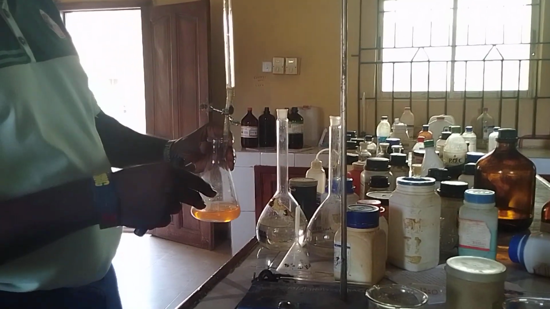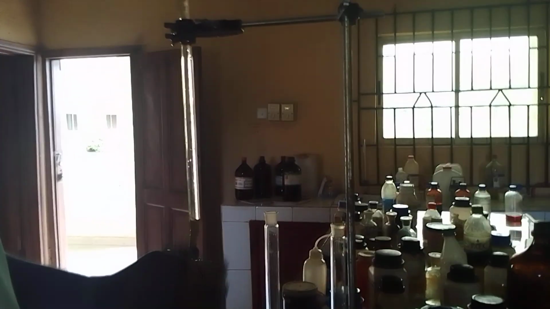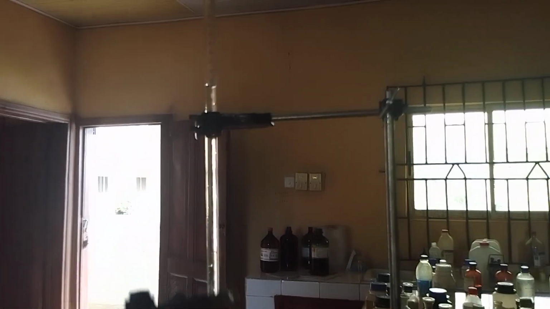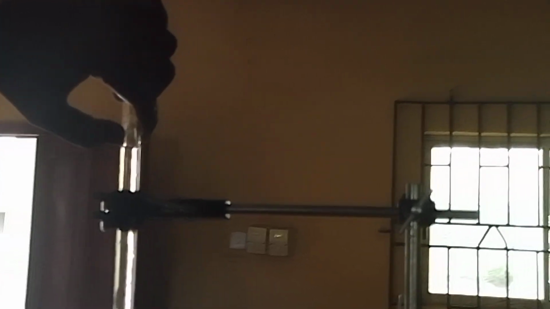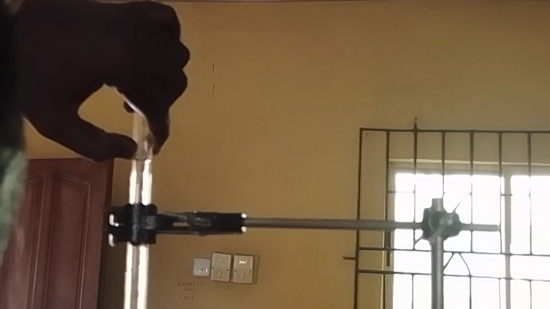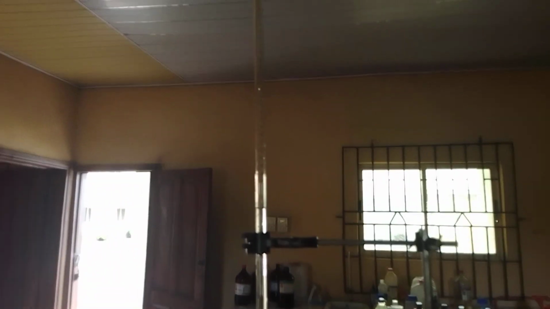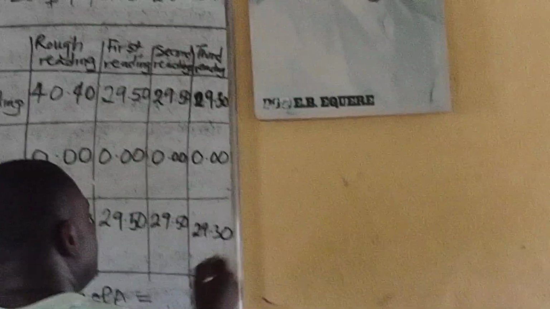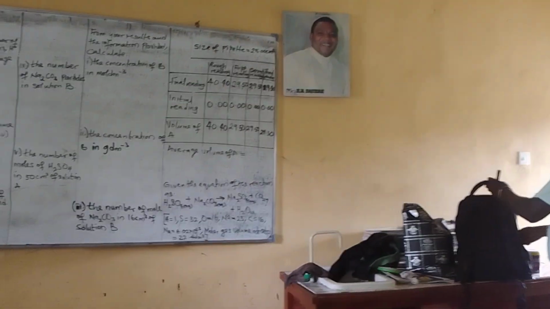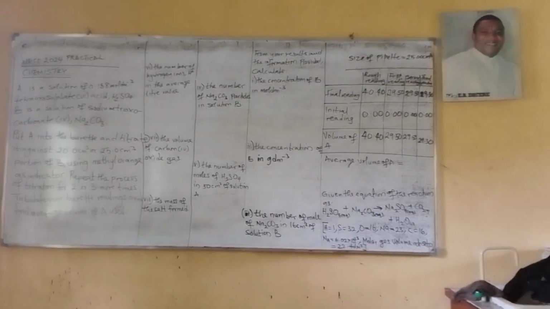Yes, it has changed now. So this time is what? It is 29.1, 29.2, 29.3, 29.30, then 29.30. So I am done with the titration. You can see from the table. So what we are left with now is calculation. So I want to look for my calculator.